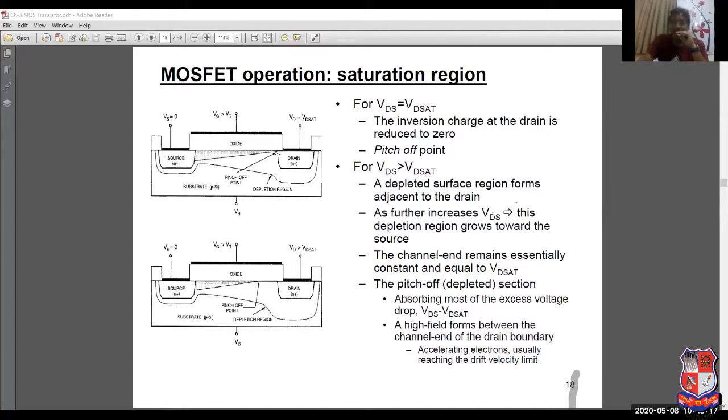Now what will happen? After this point, if you increase the VDS, then ideally there is no channel. Therefore the charges from the source side cannot enter into the drain. The electrons from the source cannot enter into the drain after the pinch off takes place, because there is no path. Ideally the current should reduce to zero, but that doesn't happen. That doesn't happen because whenever you are increasing the VDS, velocity saturation is taking place. The velocity at which the electrons are moving between source and drain has increased, and at the saturation point the velocity is very much higher.